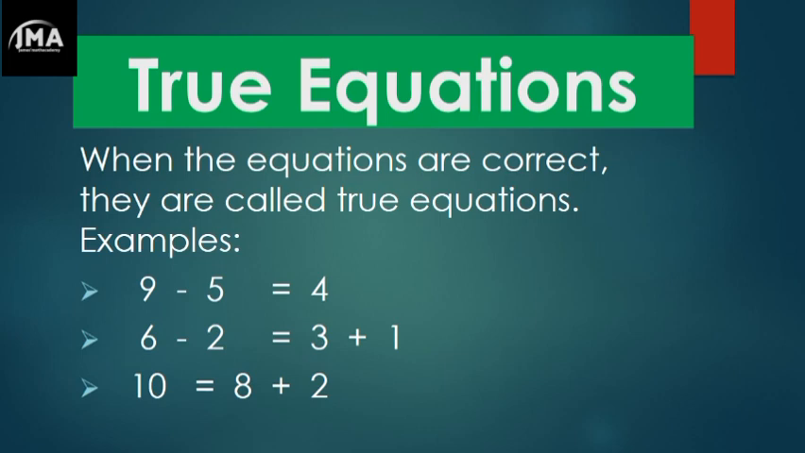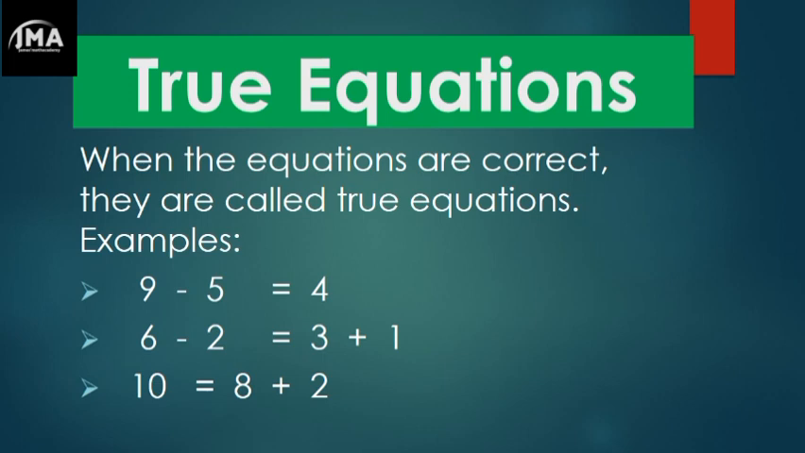So let's dive into some examples. We are given 9 minus 5 is equal to 4. What does that mean? 9 minus 5 is 4, and the right hand side is equal to 4. So both of them are equal. Another example that can be seen is 6 minus 2.